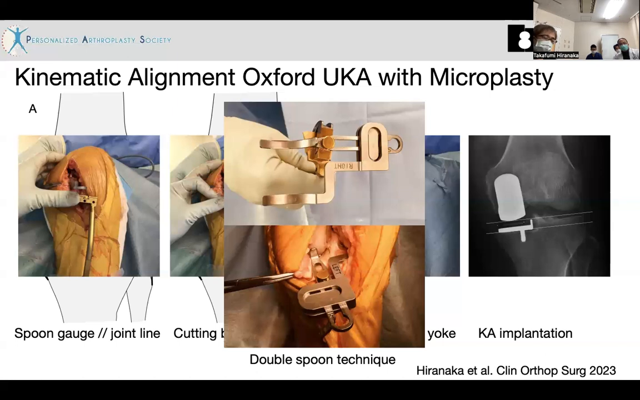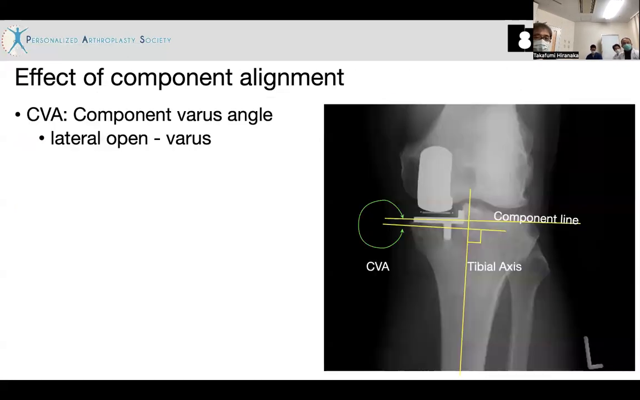And truly, kinematic alignment is parallel to the joint line, so using the double spoon. Okay, this is the game. My interest is how many degrees is the best for the medial slope of the kinematic Oxford knee.